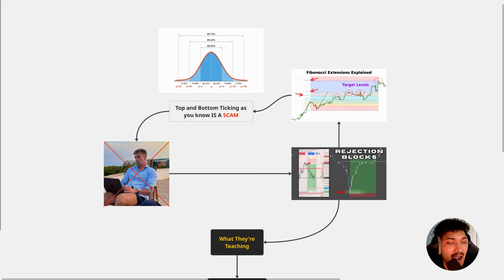I'm going to show you what they're actually doing and why it's just rebranded Fibonacci, and then I'm going to teach you what real standard deviation is and how you can quite literally use it to predict exactly where you can actually top and bottom tick the market. So buckle your seatbelts and let's get into it, guys.